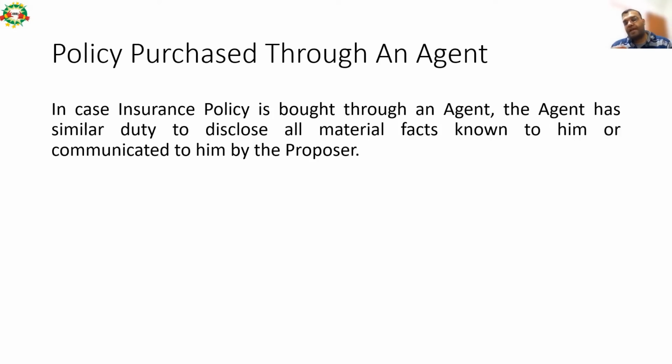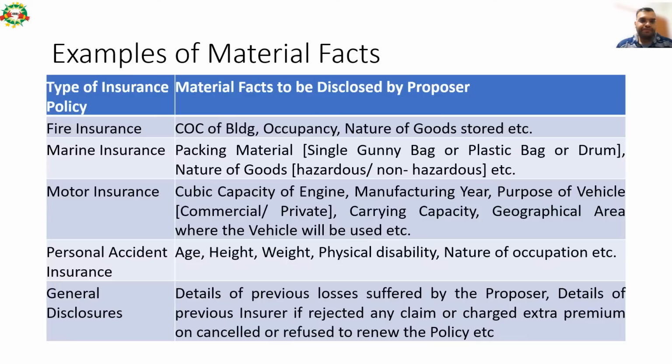Say for example, I purchase an insurance policy of X company through some agent. So my duty is to inform all information to my agent, right? And the agent's duty is that he should inform all of it to the insurance company. So this is how this principle further stipulates the responsibility of the insurance agent as well.